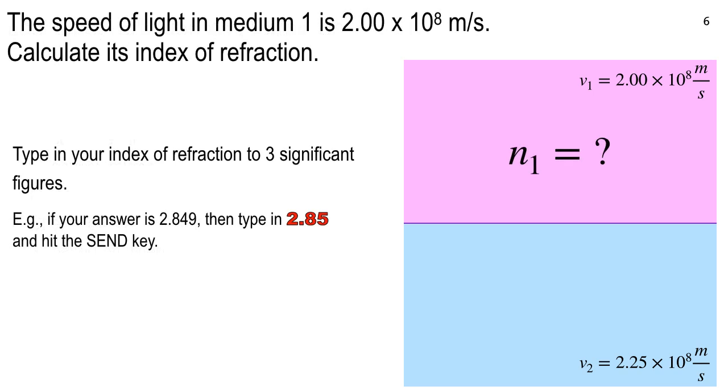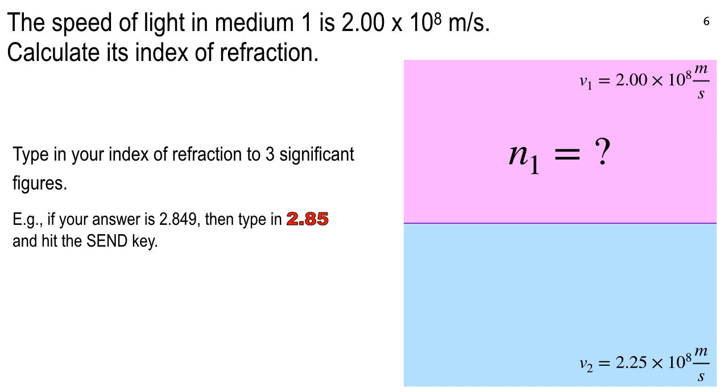Here we go. The speed of light in medium 1, that's the pink stuff, is 2.0... Oh, what the? That says 10 of the second. It's supposed to say 10 to the 8. So rub that out in your notes. 2.0 times 10 to the 8. I can't believe it. How did I mess that up? When I typed that in, it's in LaTeX.